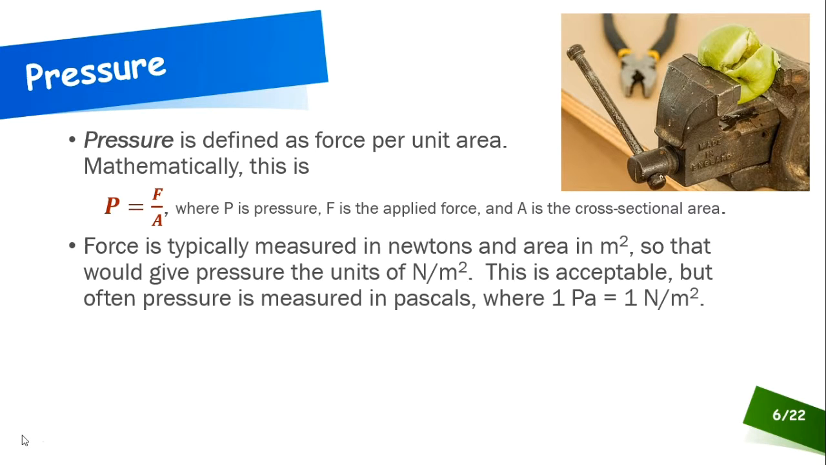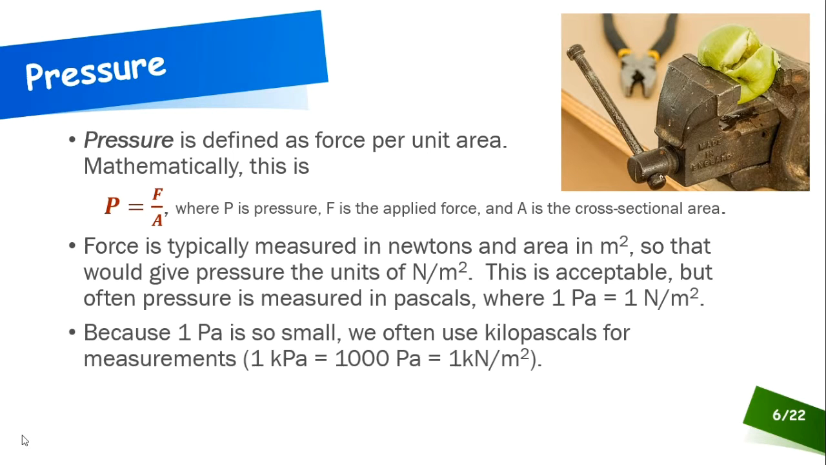Now, force is typically measured in newtons, area in square meters, so our units for pressure are newtons per square meter. And this is an acceptable way to express pressure, but typically we're going to use another unit that is the equivalent of newtons per square meter, and that is the Pascal. So 1 Pascal is equal to 1 Newton per square meter. Now this is actually a very small amount of pressure. So most of the pressures for systems that we're used to seeing in our common experience are going to be on the scale of kilopascals, where 1 kilopascal is the same as 1,000 pascals, or 1 kilonewton per square meter.